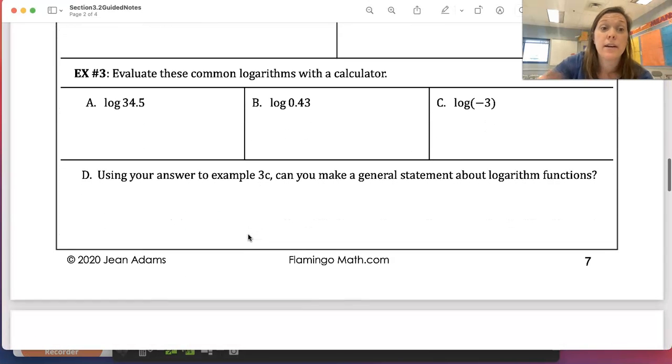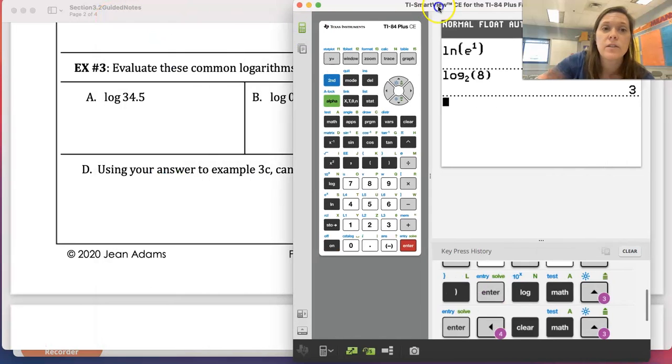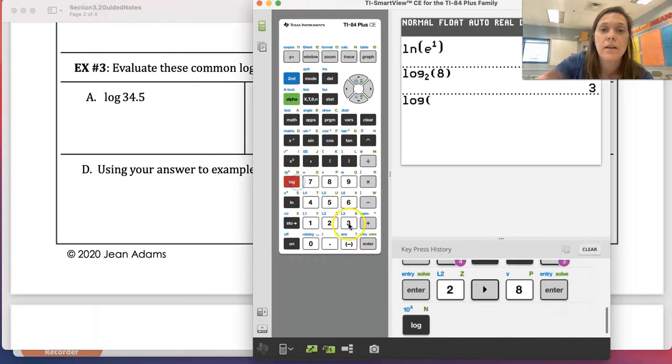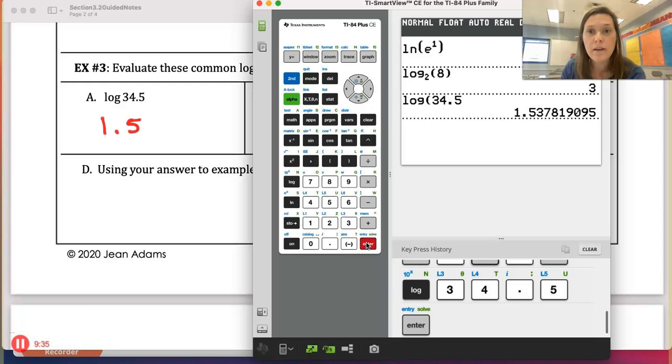All right, so now we want to use our calculator. So get your calculator out. Make sure you can do these. So if I wanted to do logs, I would hit the log of 34.5. Hit enter, I get 1.537 5378.